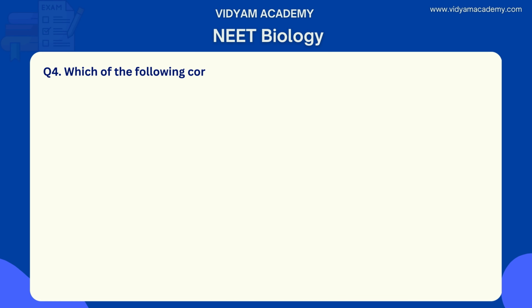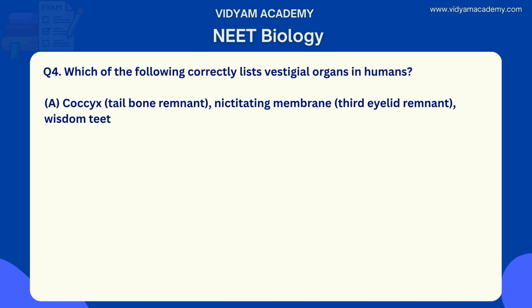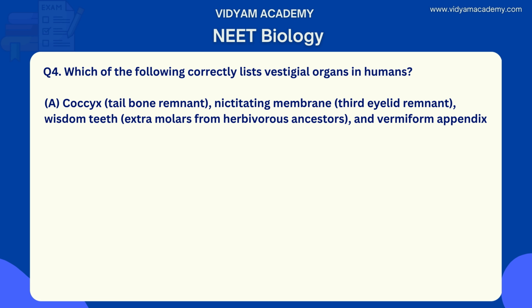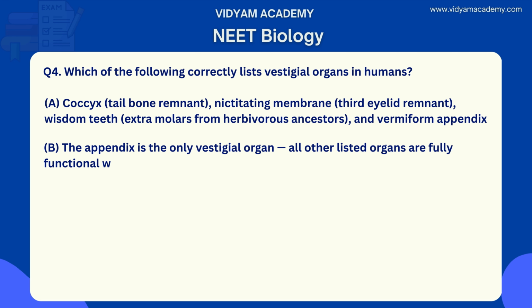Which of the following correctly lists vestigial organs in humans? Option A, coccyx, tailbone remnant, nictitating membrane, third eye remnant, wisdom teeth, extra molars from herbivorous ancestors, and vermiform appendix. Option B, the appendix is the only vestigial organ. All other listed organs are fully functional with no evolutionary history.